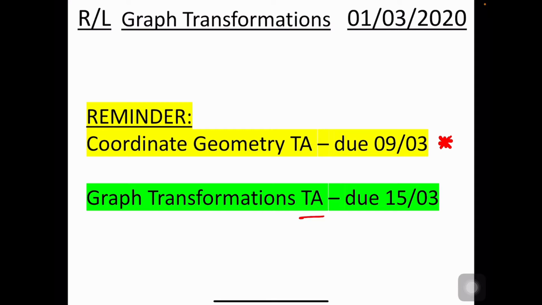Now, notice that I gave you 2 weeks for the coordinate geometry topic assessment, and I will be giving you 2 weeks for this graph transformations topic assessment. So please don't rush it. Please take your time and make sure you practice with those exercise level 2 and 3 questions prior to doing those topic assessments, just to make sure you've seen a wide variety of questions on these topics. That would help you do better on the topic assessments.